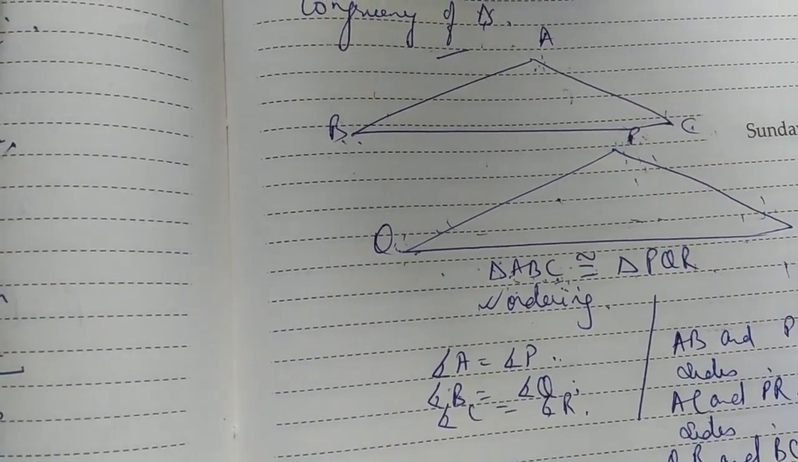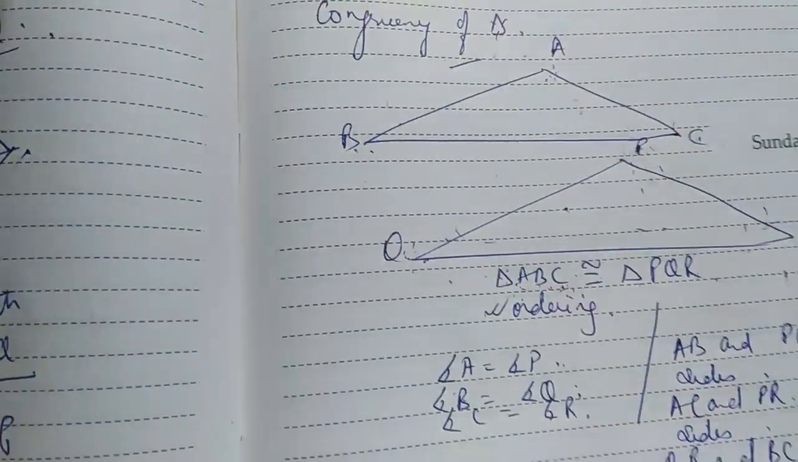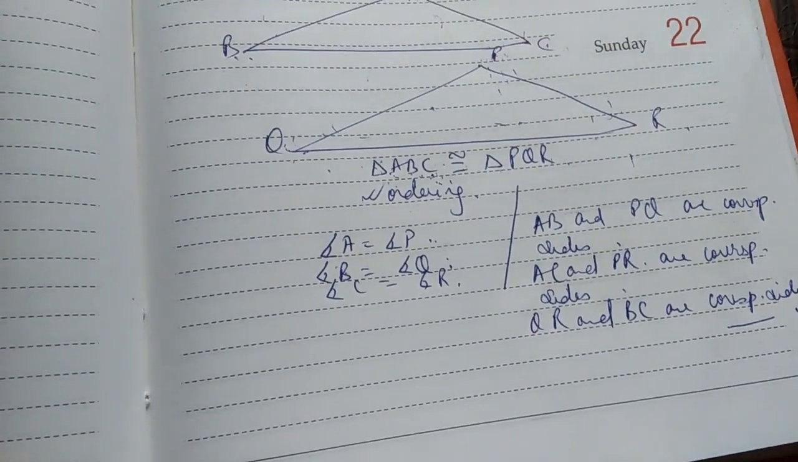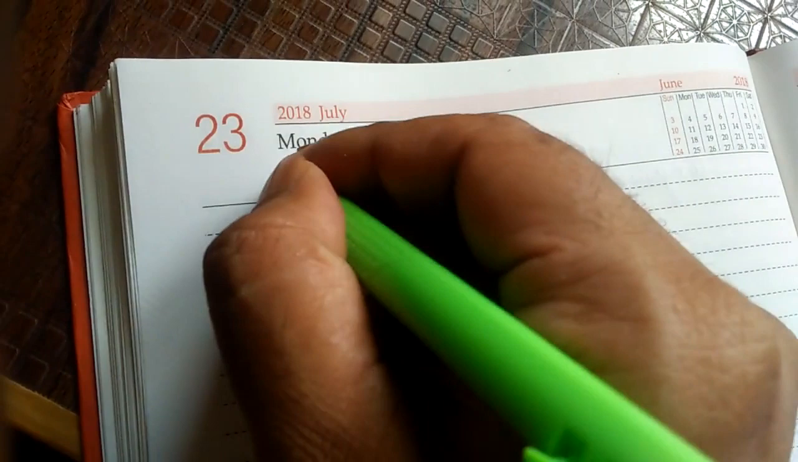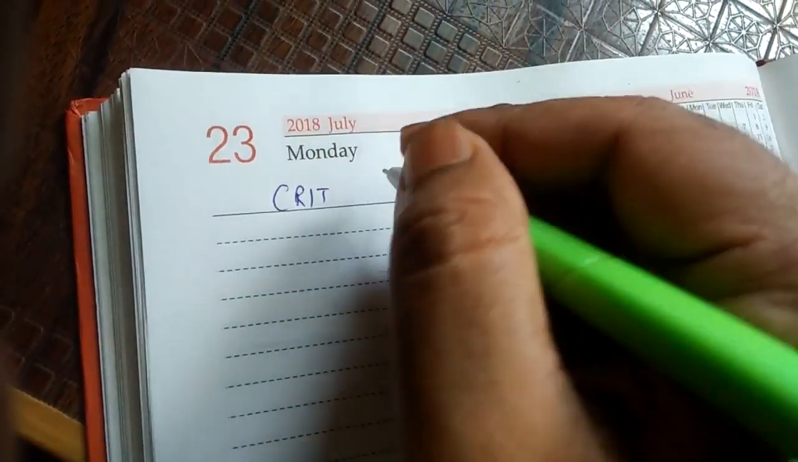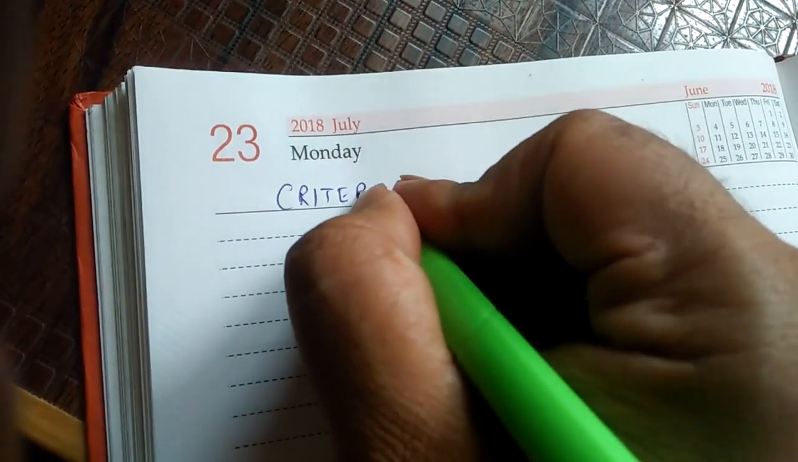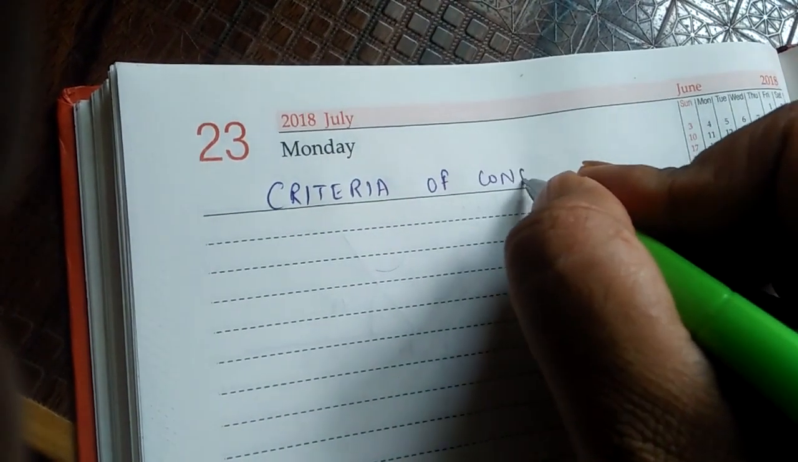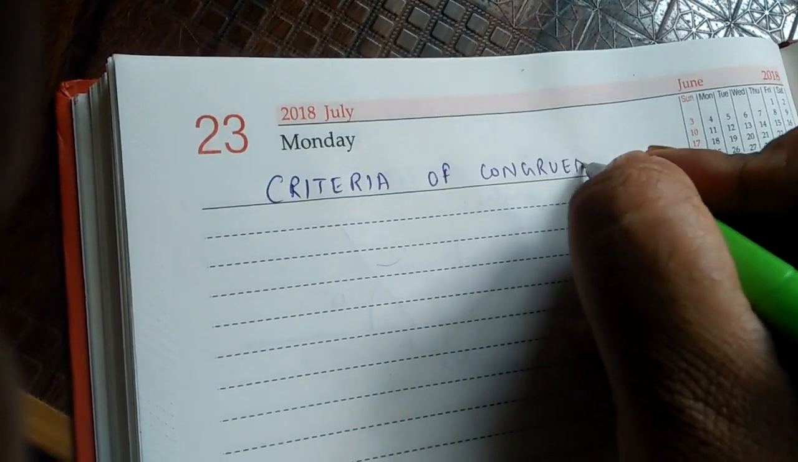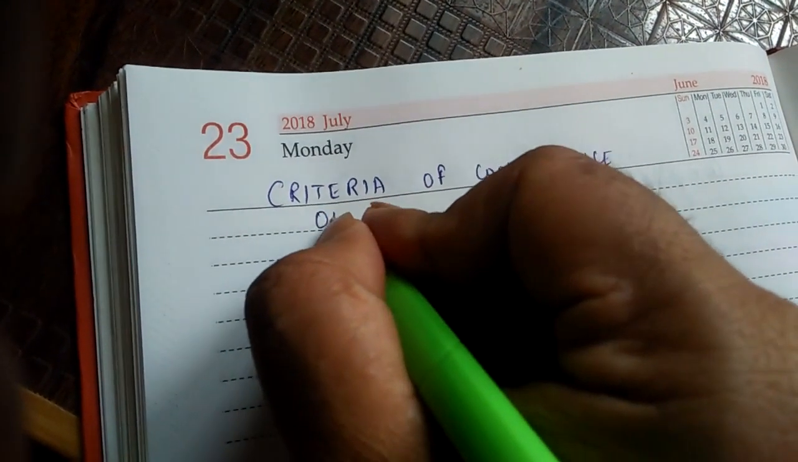Now let us discuss criteria for congruence of triangles.